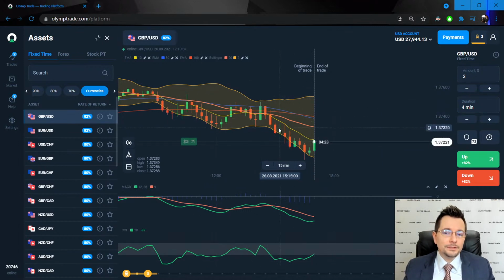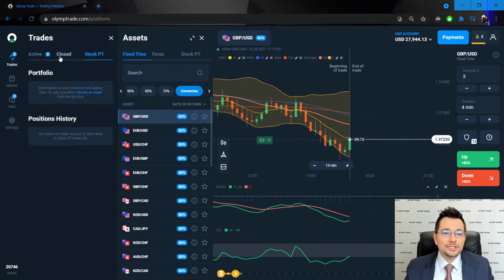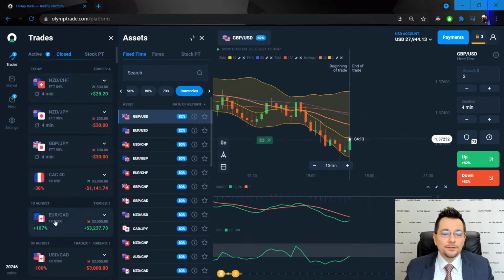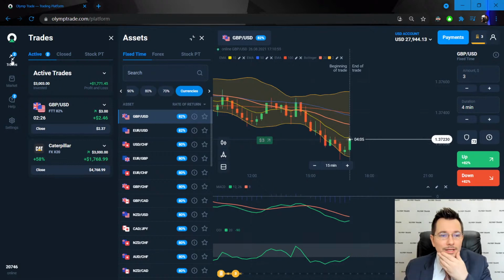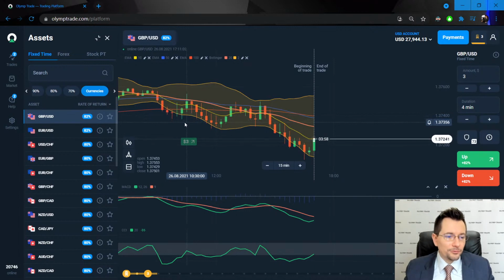But when trading FTT and when trading in general, guys, looking at my trade history, they're all significantly long trades. It took me a few days for the trade to go through. So I do recommend trading more long-term no matter what platform you're using.